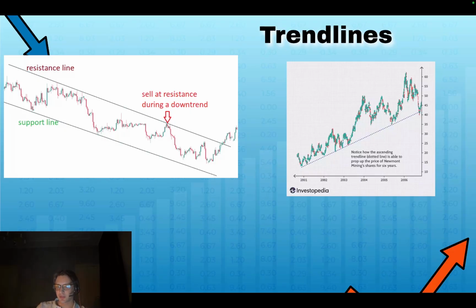And on the right, you can see a graph of Newmont Mining shares for the past 6 years. And the longer the period, the more confident you are in your support and resistance level. So, for example, here is the period of 6 years. You can be pretty confident, but if you look at the period of 10 minutes, 15 minutes, 1 hour, you cannot be very confident in that because it can always break through, or just regular noise that can happen.